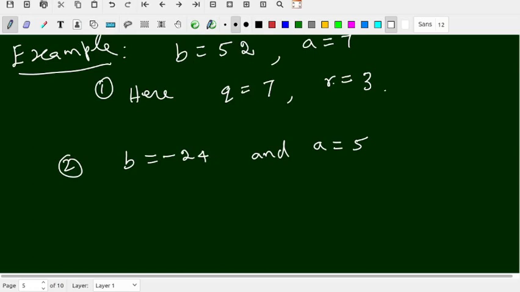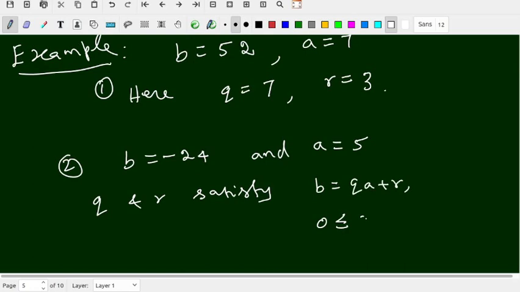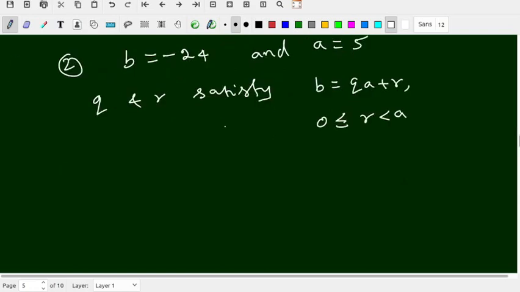We must remember that the Q and R must satisfy B equal to QA plus R, and the R must be non-negative and less than A. So how do you achieve this? The technique is very simple. First we divide 24 and find Q and R. If we divide 24 by 5, we get 5 times 5 plus 4. So here Q is 5, the remainder is 4.